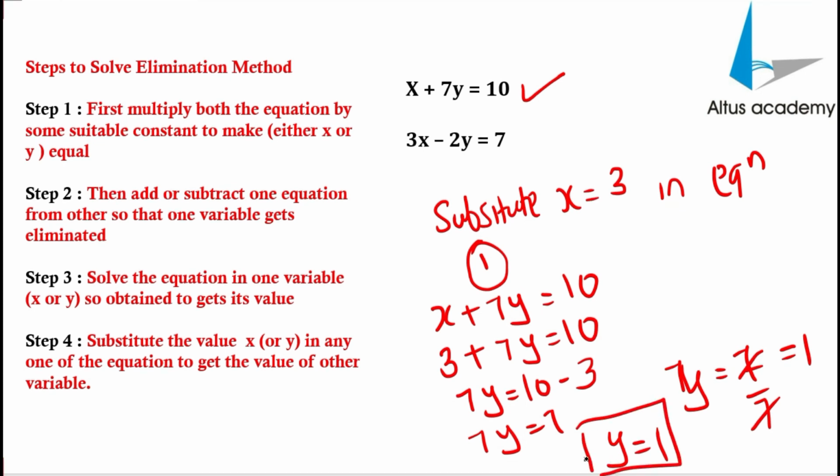So these are your answers, guys. In the earlier step we got the value of x is equal to 3, and in this step we get y is equal to 1, and that completes your elimination method.